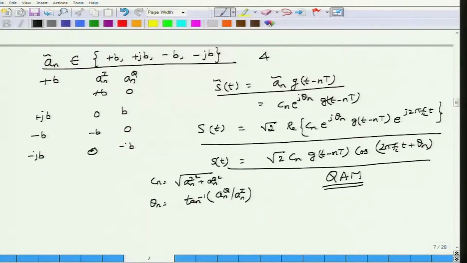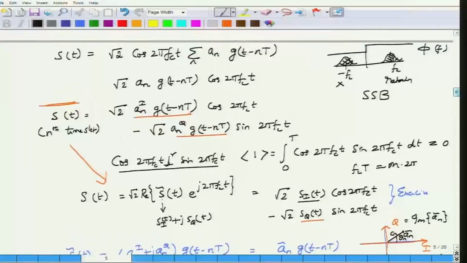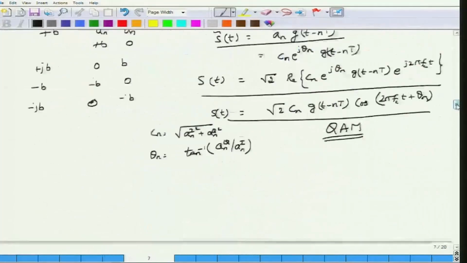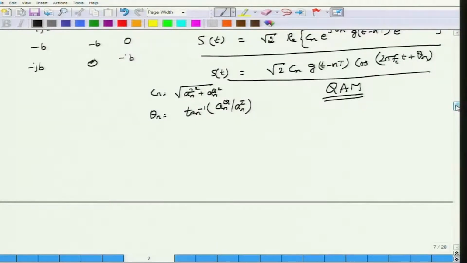And this way of writing s of t and realizing this signal is sometimes called QCM, quadrature carrier multiplexing. Why is it called quadrature carrier? Because one carrier is cos 2 pi fc t, the other carrier is sin 2 pi fc t, which for historical reasons has been called quadrature, quadrature denoting 90-degree phase difference. So, this is about the expression for QAM.